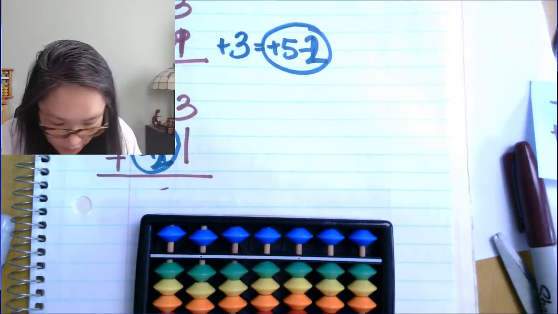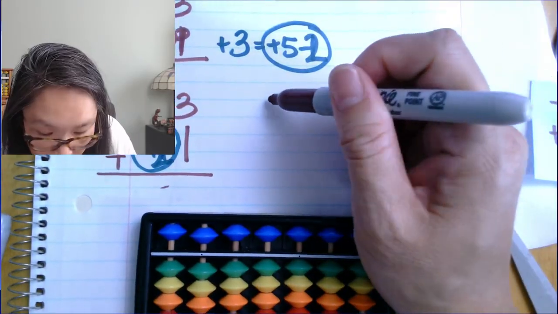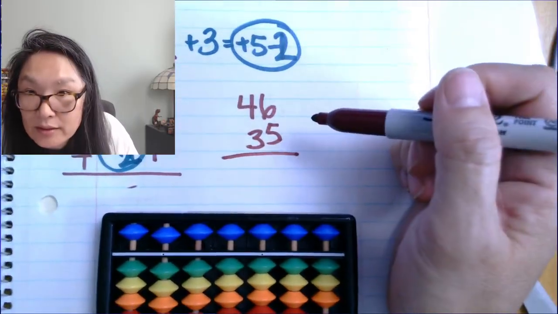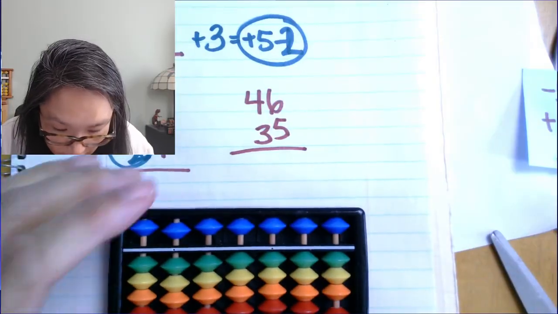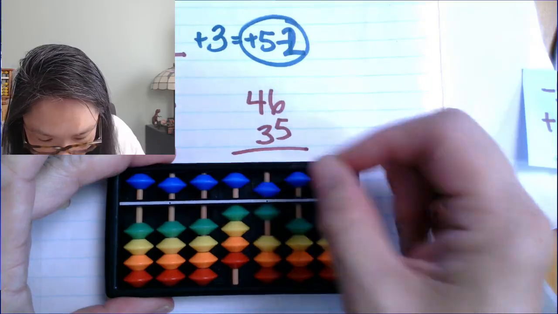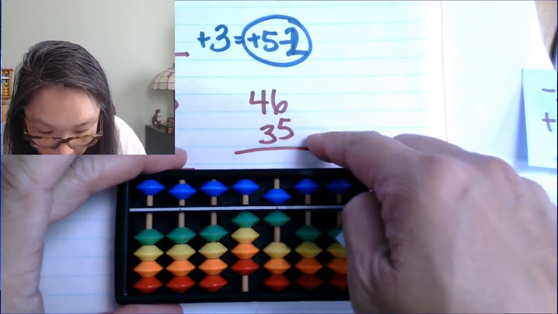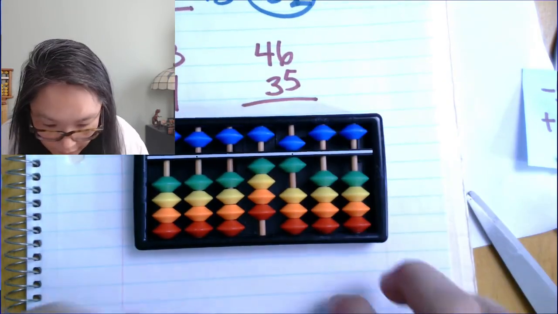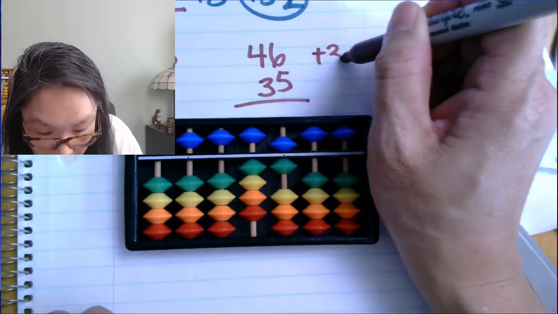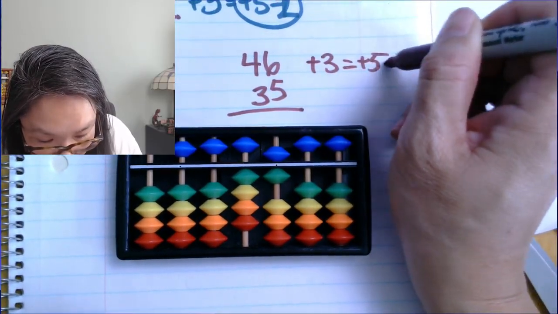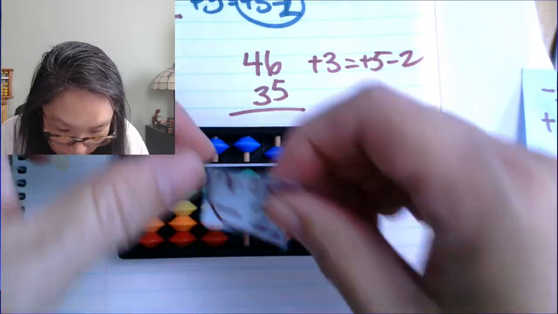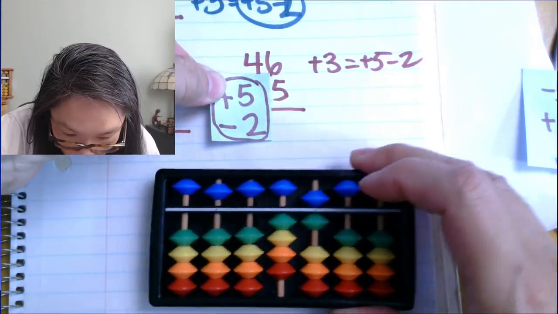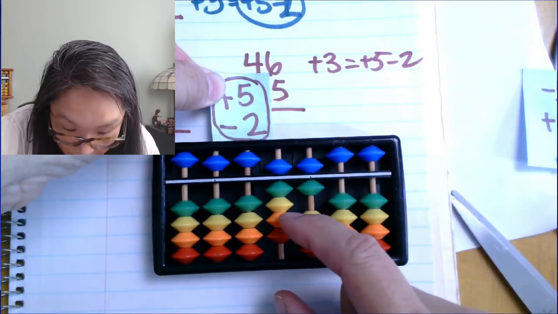So if we did 46 plus 35. Oh, that's going to be a double. Okay, but anyways, that's okay. So what are we going to do? We're going to do 46, right? And we're going to do 35. Do we have enough beads to add the 35? No. What is our formula for 35? 30. So plus 3 is equal to plus 5 minus 2. So I'm going to plus the 5 and then take away the 2.